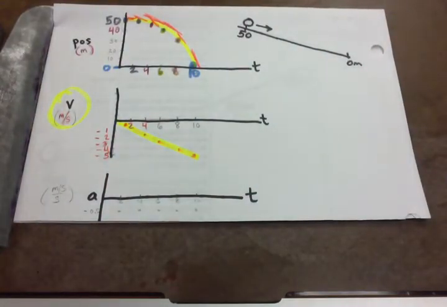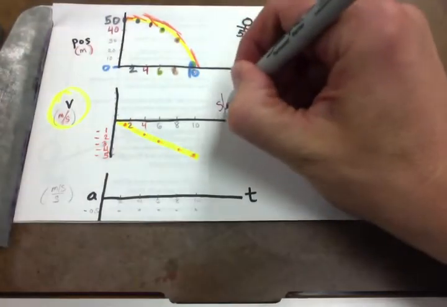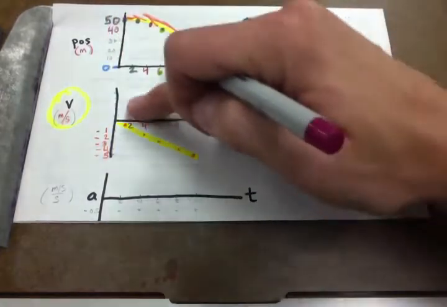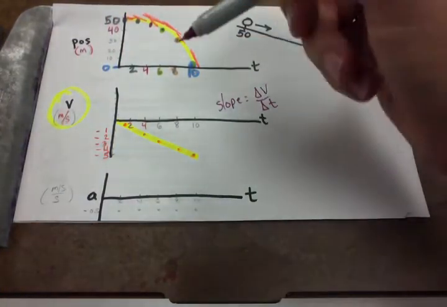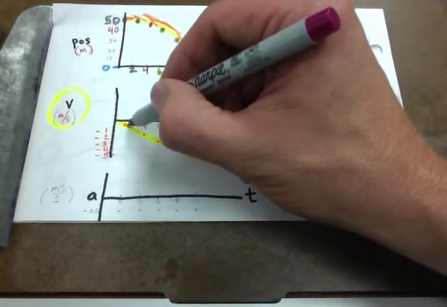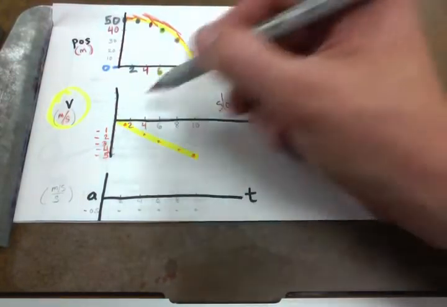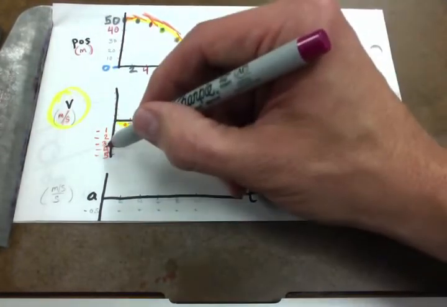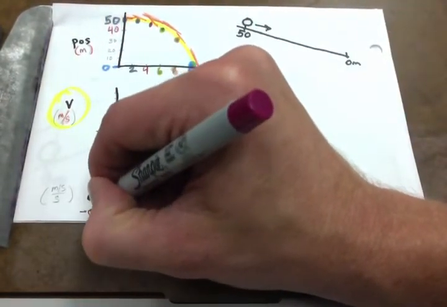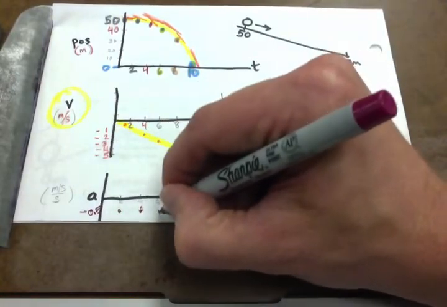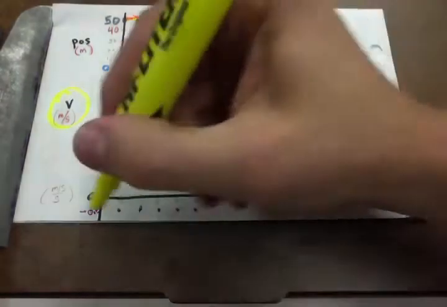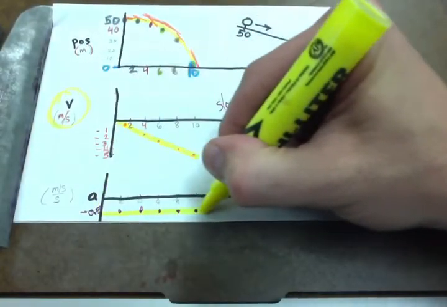And then really your only decision, these are the easiest ones, is to say, okay, your slope is delta V over delta T. This is a negative slope. And just guesstimating it, it's not quite down 1 over 1, down 2 over 4, down 3 over 6, down 4 over 8, down 5 over 10. Really, we're just going down 1 over 2 the whole time. And so this stays negative, and the acceleration versus time graph would look like that.